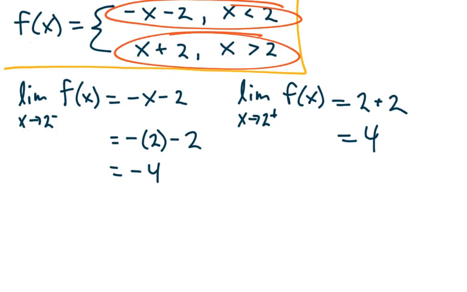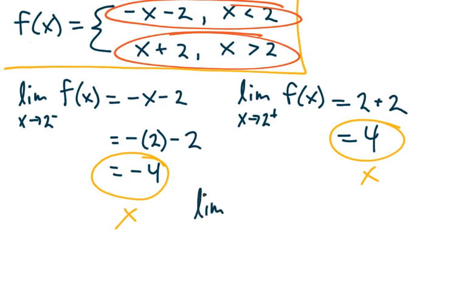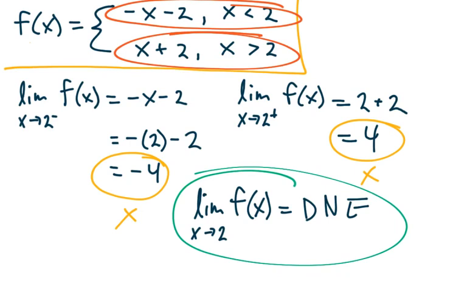Okay, so we have our two limits, the left-handed limit and the right-handed limit. They are not equal. So what we can say is that the limit as x approaches 2, because the right-handed and left-handed limits do not agree, does not exist. And that is our final answer.